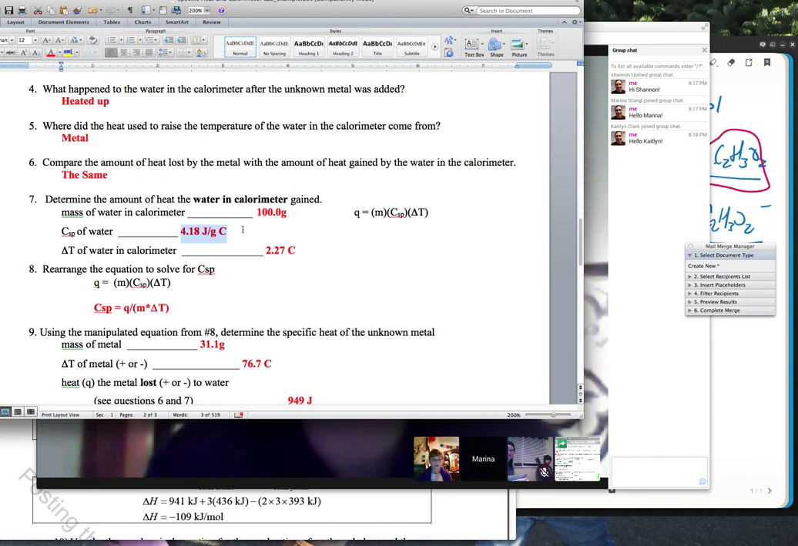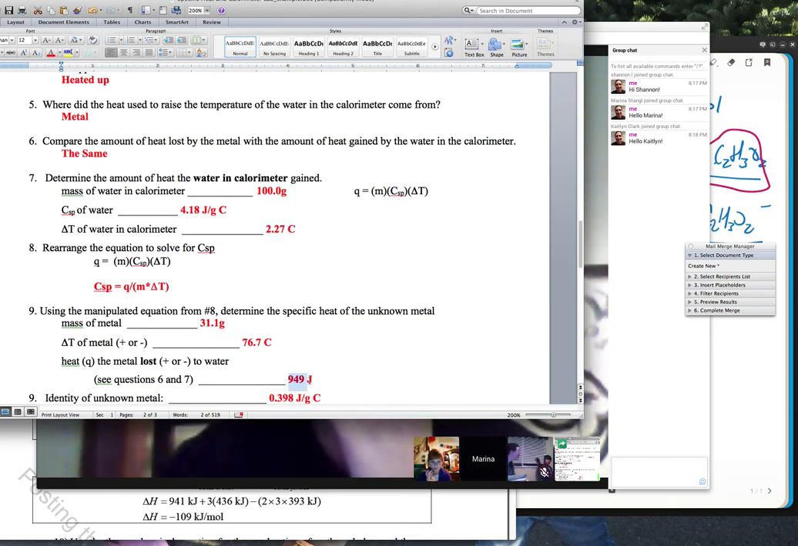So when you did that, you could find Q. Q equals mass times specific heat times delta T. And when you did that, the Q ended up being 949 joules. That's the amount of heat that the water gained. So if the water gained it, then the metal must have lost it. And we would write it as negative 949 joules. That's the amount of heat the metal lost. It was supposed to be equal and opposite to the amount gained by the water.